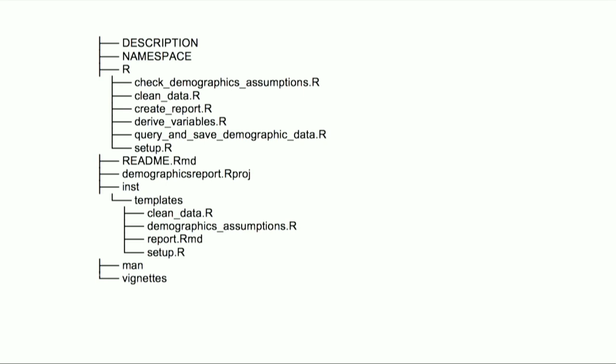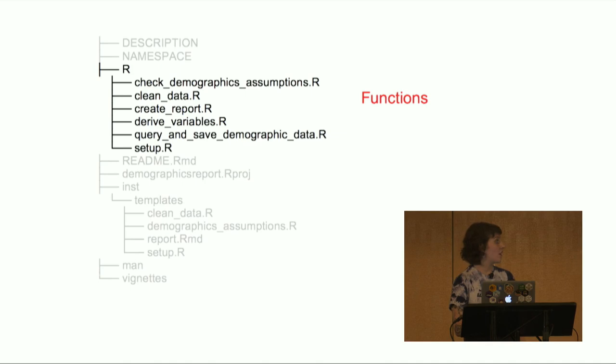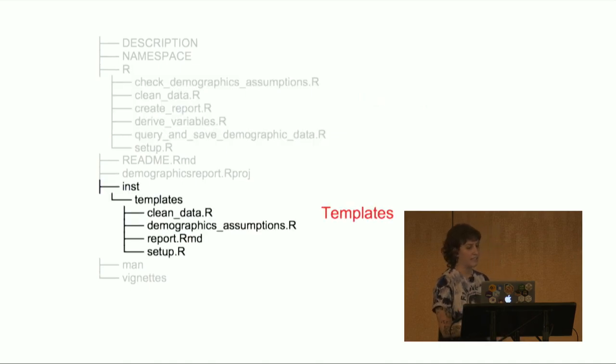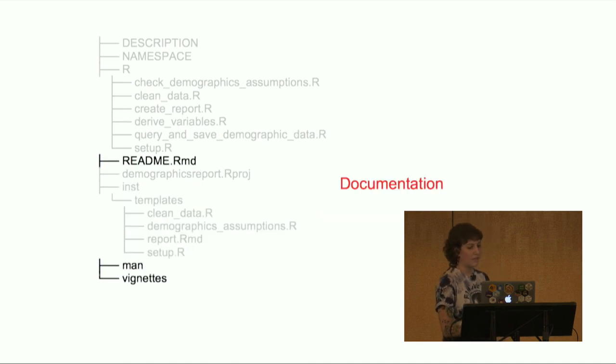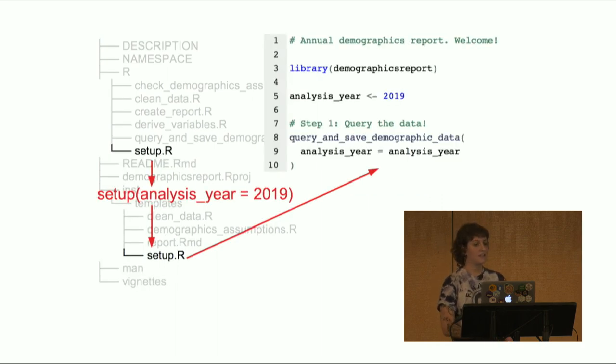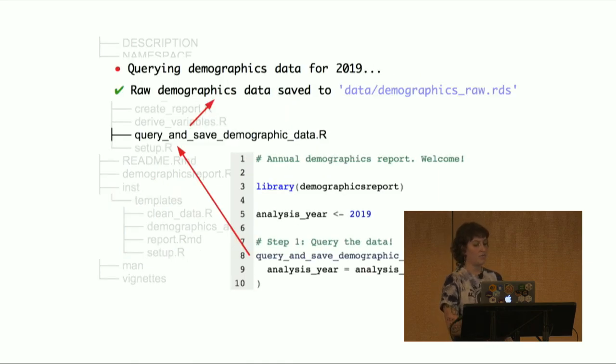So when all was said and done, I had a package that looked like something like this. My functions had a home in the R directory, and then the templates live in a special place, so you can copy and use them later. There's documentation in the form of a README, function documentation in the man folder, and vignettes for detailed usage. And then to put it all together, the setup function pulls the setup template and makes a new file with the template, which contains other functions that can run through the analysis. And then when you run the function to query the data, it does so chattily so that it's abstracting away the logic, but making sure that you know where things are saved.